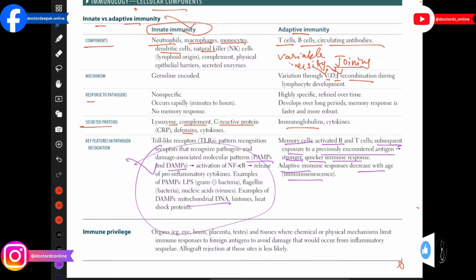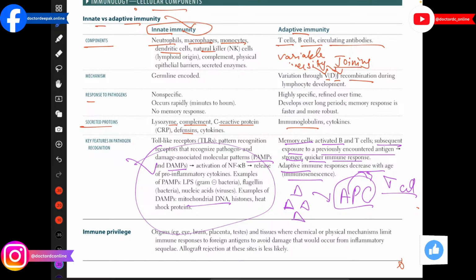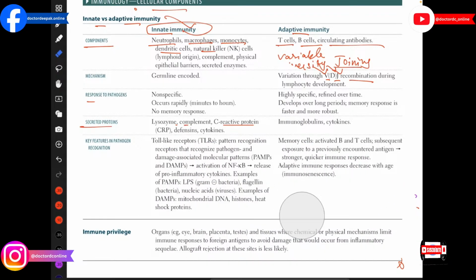How will they do this? First, in innate immunity, the macrophages carry out phagocytosis of that microorganism, and then they go to antigen presenting cells, and they go to the T cell, and then the T cell will act on the microorganism, like that. We will read it in detail in further topics.